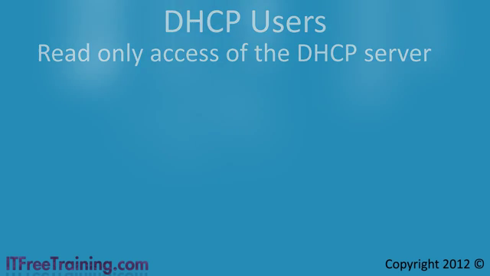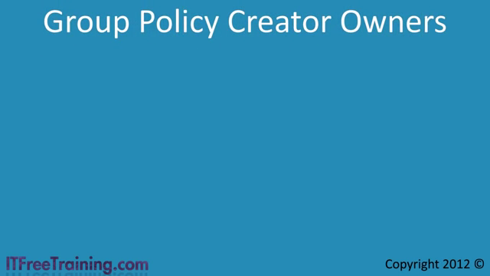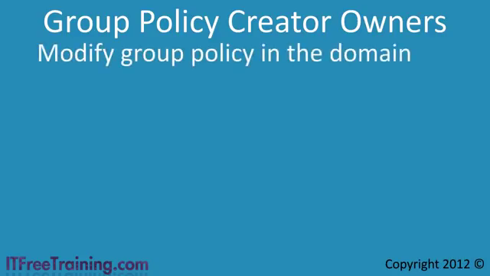The next group is Group Policy Creator Owners. This group allows the user to modify group policy in the domain. The administrator is automatically a member of this group. The group has a lot of power, so you should be careful whom you put in this group.